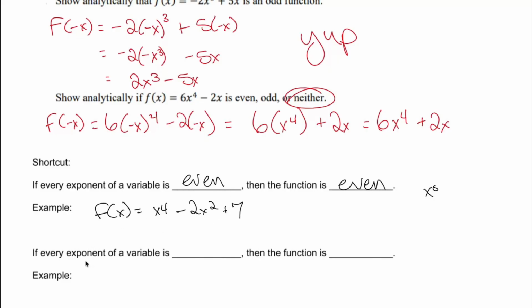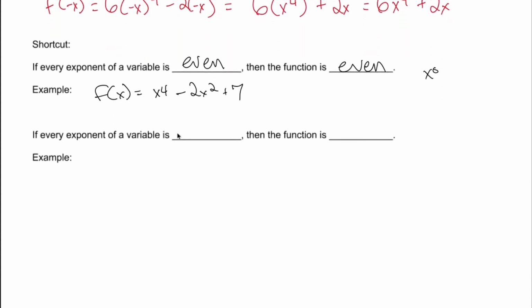If every exponent of a variable is odd, then the function is odd. And that could look like g of x equals, I don't know, 3x to the fifth minus x to the 17th plus 2x.